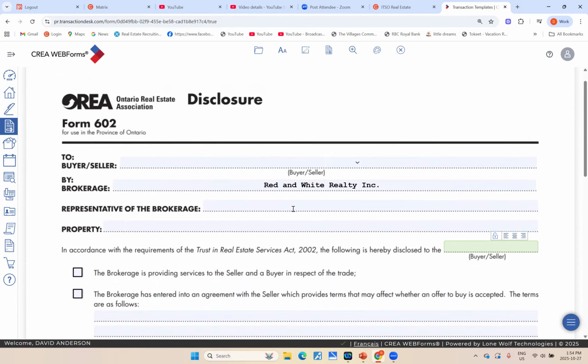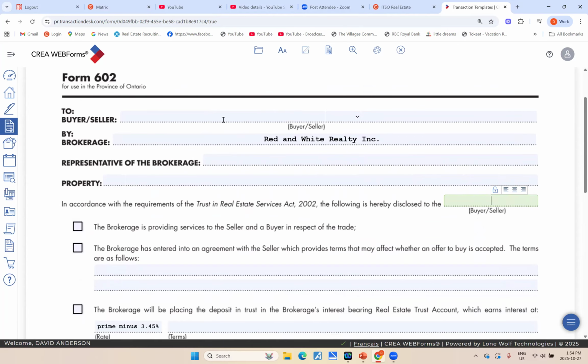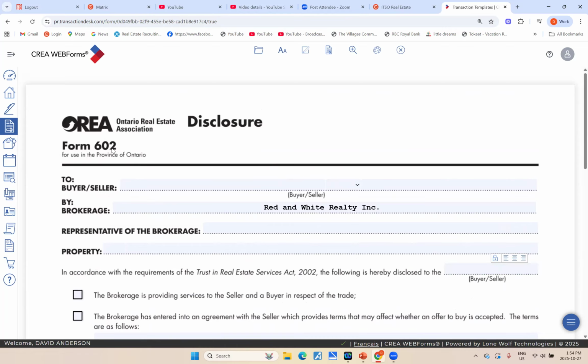So that is our 602, and that's why we use it. This has replaced most of the Schedule B. You can still use the Schedule B if you want to add things to your listing or to your offers, but the disclosure from the brokerage to the buyer is this form that we're using here, Form 602.